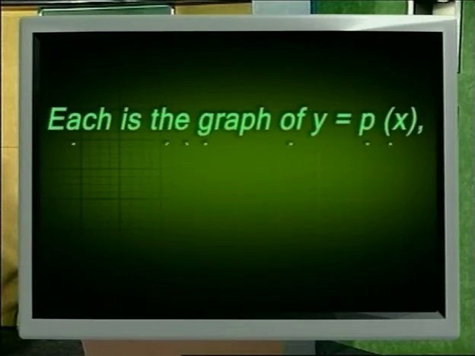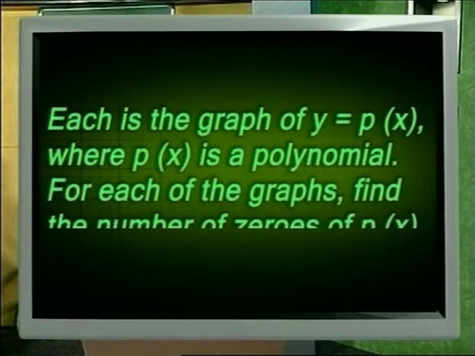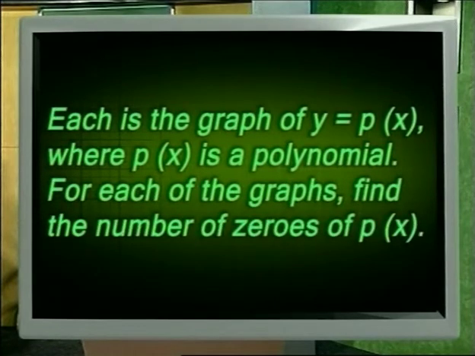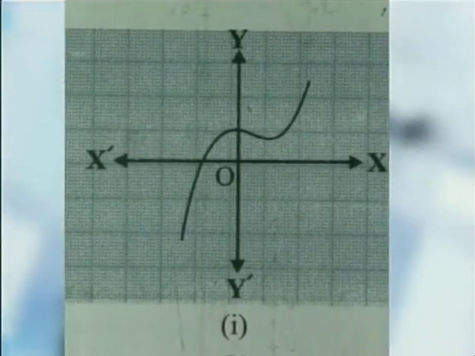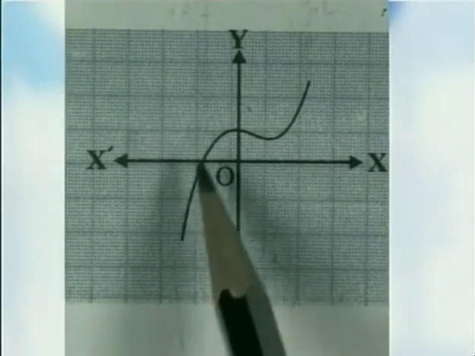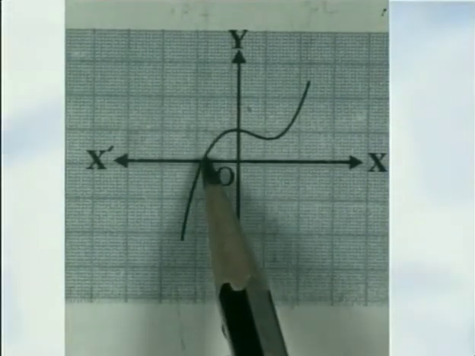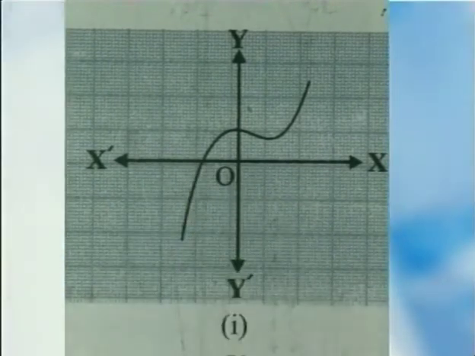Now, to understand these cases, children, let us see some of the graphs given. Look at the graphs. Each is the graph of y equals p(x), where p(x) is a polynomial. For each of the cases, find the number of zeros of p(x). See graph number 1. Now, we need to find out the number of zeros. In the first graph, we see the curve is touching the x axis at one point. So, we can say that this graph has got 1 zero.